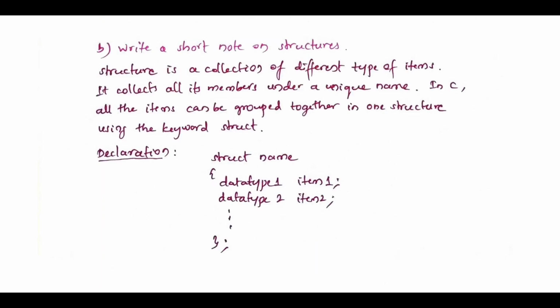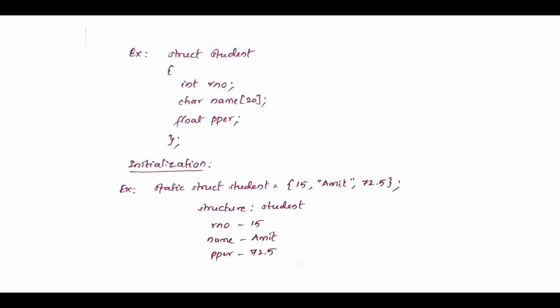Next, write a short note on structures. As you all know, a structure is a collection of different types of items. It collects all its members under a unique name, and all of them are grouped together using the struct keyword. The syntax is struct and the structure name, and you can use different types of items inside the structure. Finally, we have a semicolon at the end.